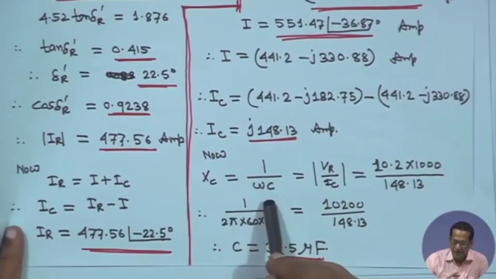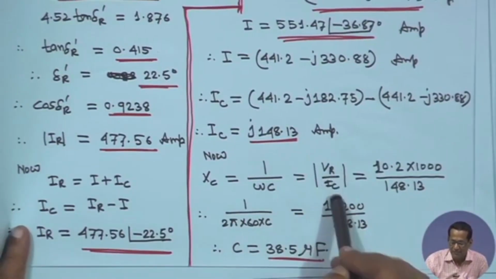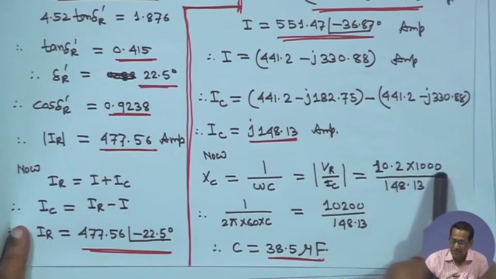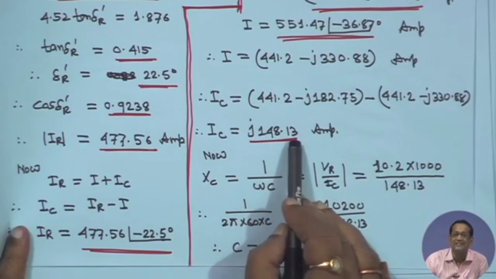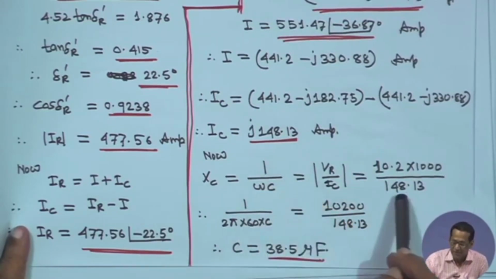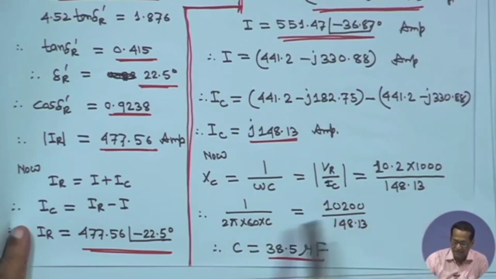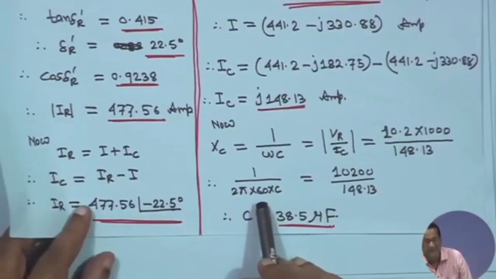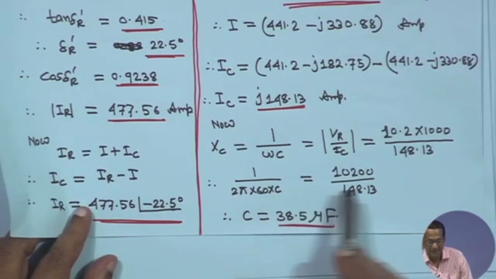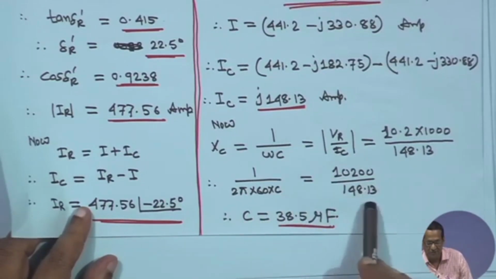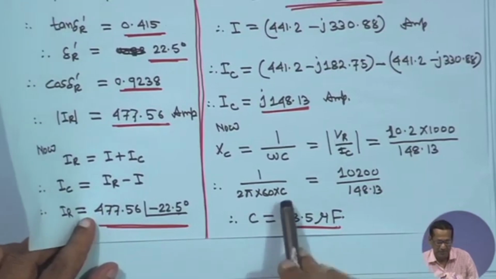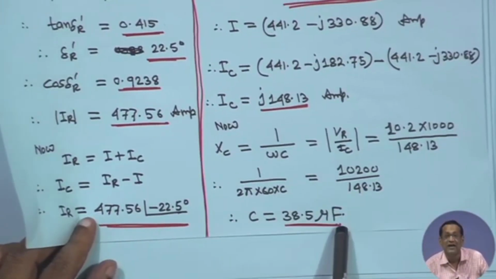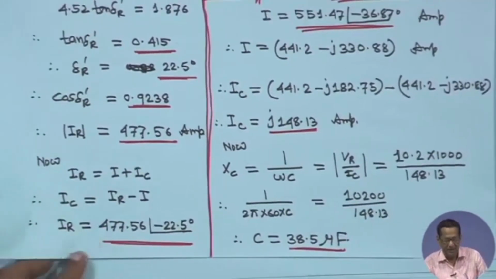So, Xc is equal to 1 upon omega C, which is equal to the magnitude of Vr upon Ic. Vr is 10.2 into 1000, we have made it to volt, because current here is in ampere, divided by 148.13. So omega is equal to 2 pi, we have taken a 60 Hertz system. So 2 pi 60 into C is equal to 10,200 by 148.13. Therefore, if you calculate C from here, C will become 38.5 microfarad. This is the capacitor value.